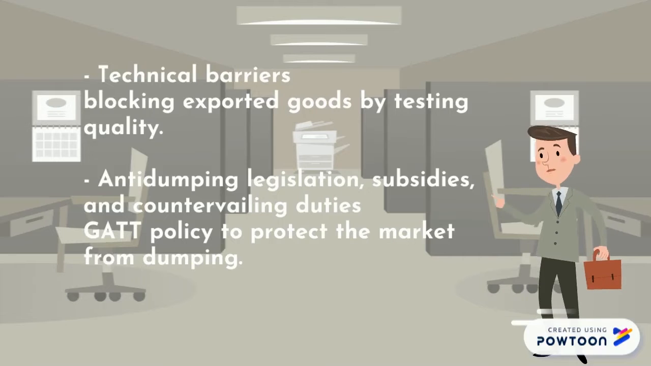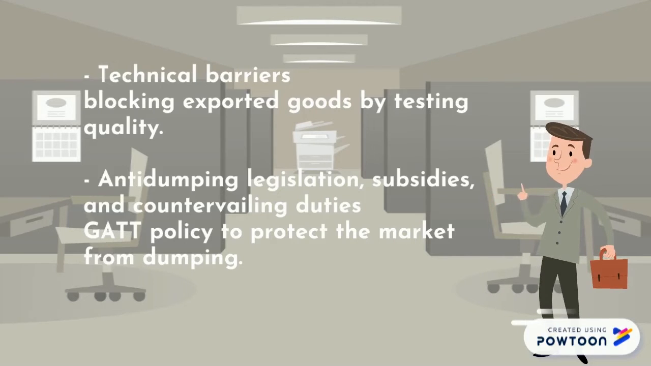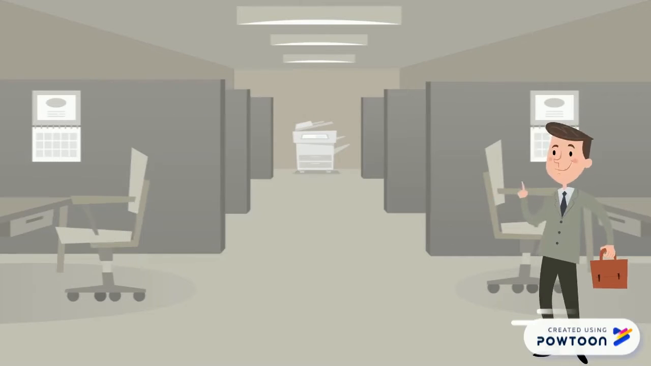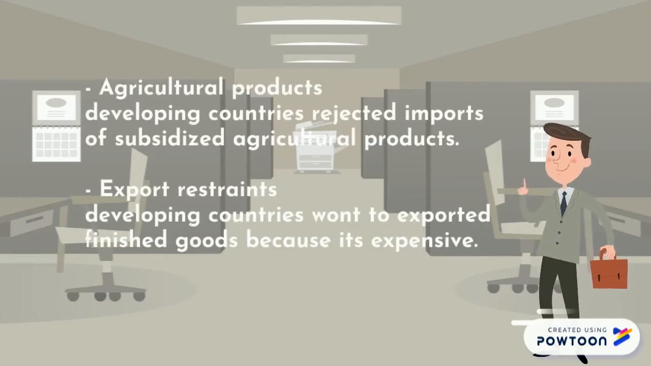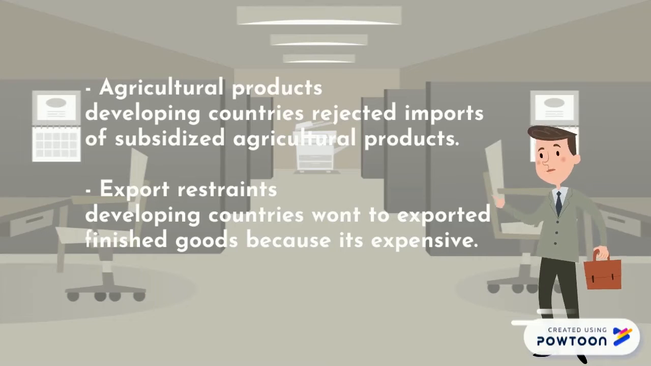Fifth, anti-dumping legislation, subsidies, and countervailing duties. It is the GATT policy to protect the market from dumping. Sixth, agricultural products. Developing countries reject imports of subsidized agricultural products. Seventh, export restraint. Developing countries don't want to import finished goods because it's expensive.